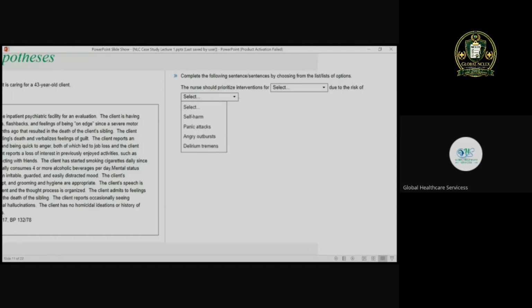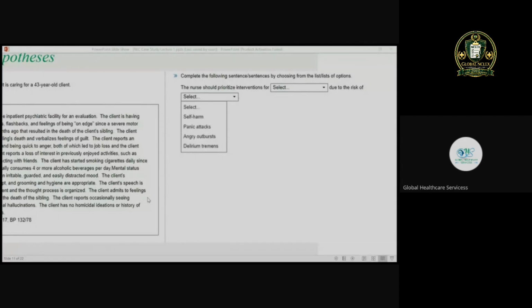Due to the risk of, yes, self-harm. Yes, due to the risk of self harm. Very good. Hopelessness: we discussed in the first question that hopelessness always leads to a suicidal attempt. Your patient can make a suicidal attempt. Your patient is at risk of self harm.